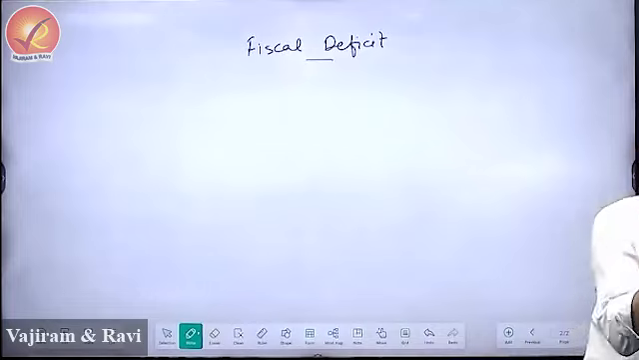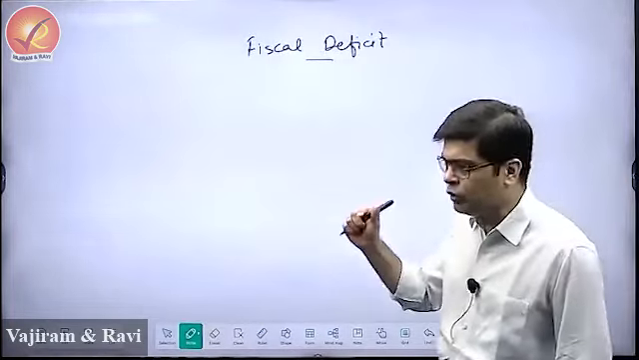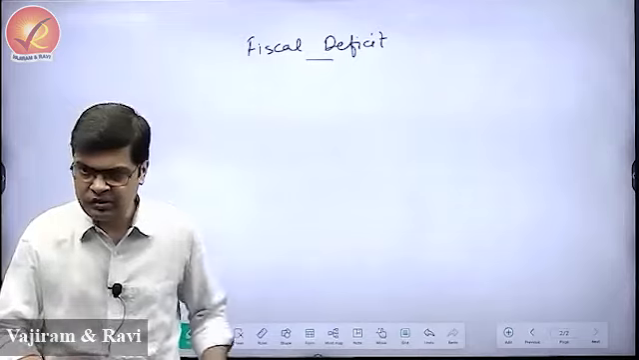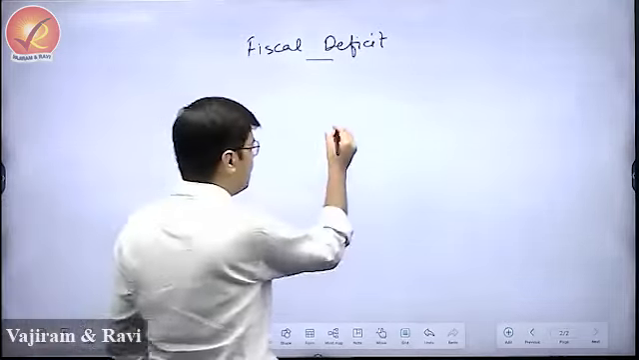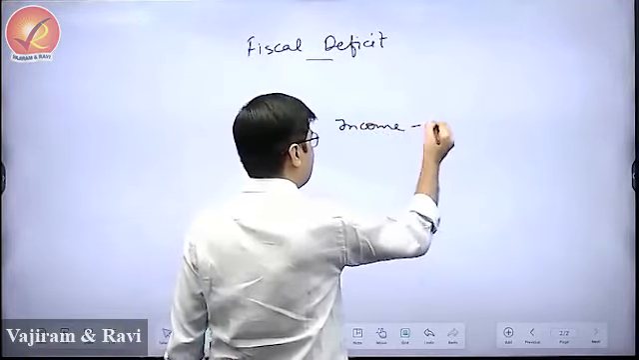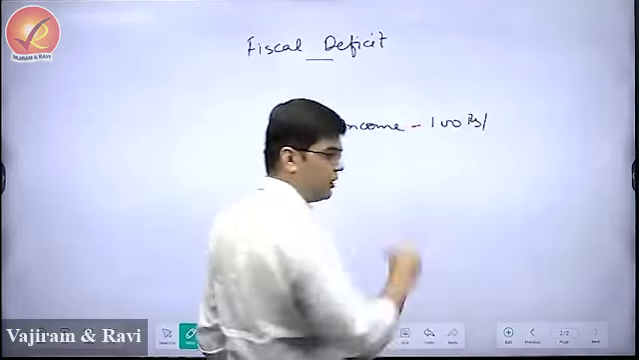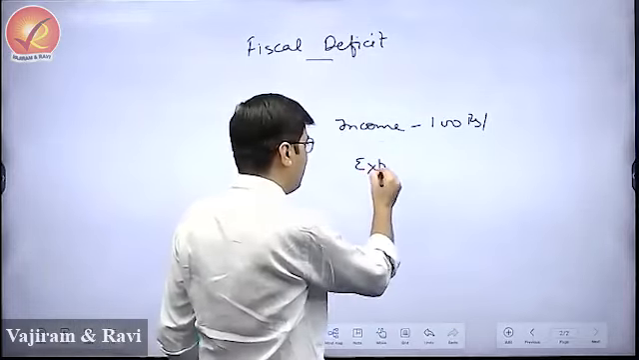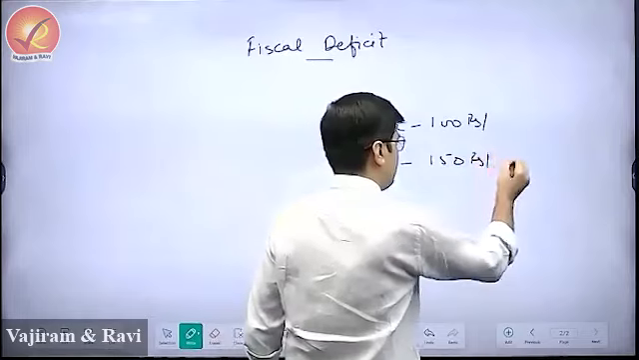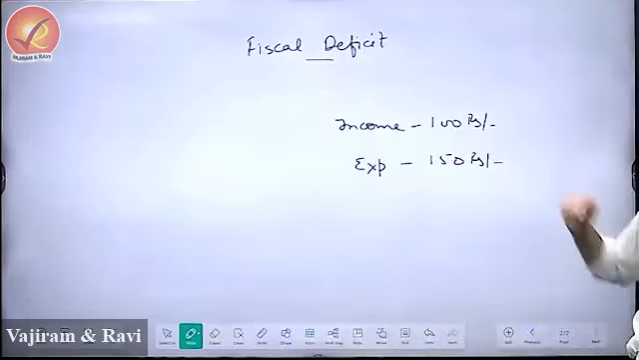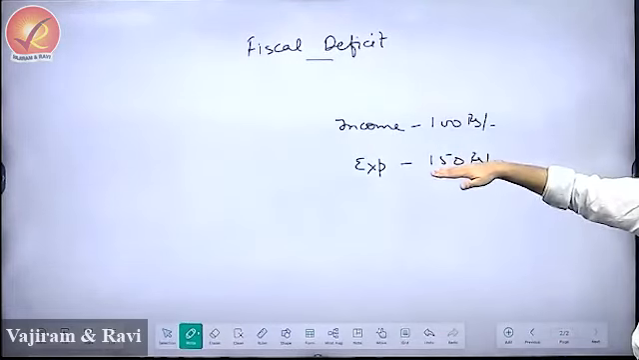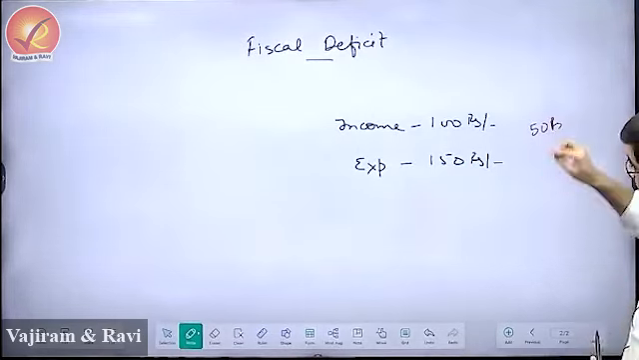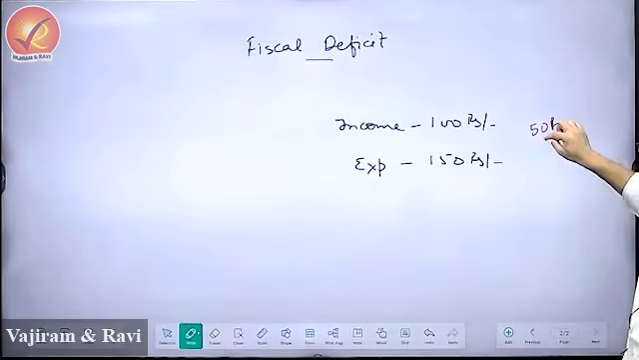In crude terms, in layman terms, fiscal deficit would occur if your expenditures are more than your revenue. That means I'm a person, let's say, who earns an income of 100 rupees a month. This is my income. Now, my income is 100, but my expenditure is 150 rupees a month. How can I spend 150 when I'm earning just 100 rupees? That means I will have to borrow 50 rupees from somebody. That 50 rupees that I'm borrowing will be my fiscal deficit.